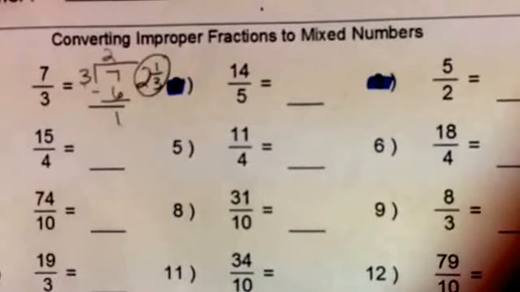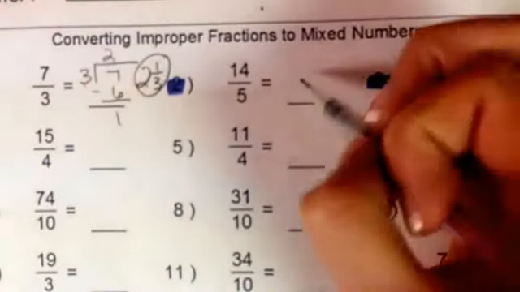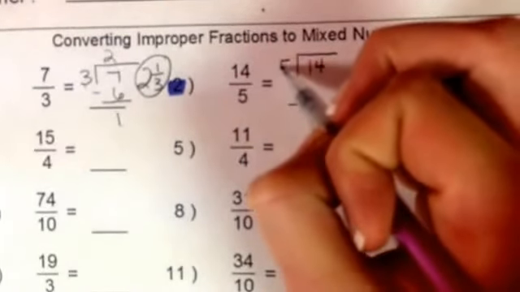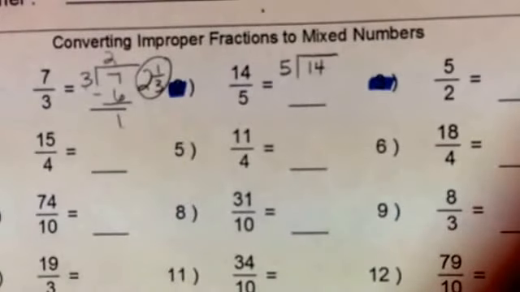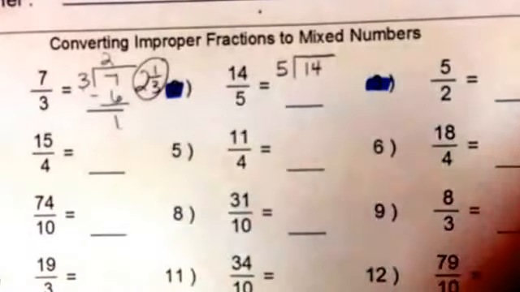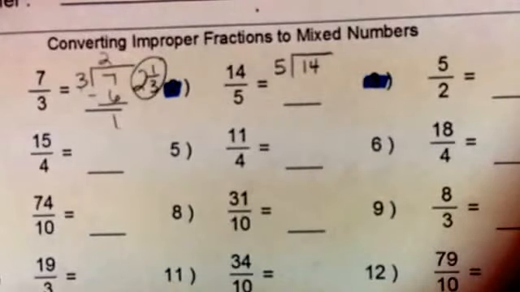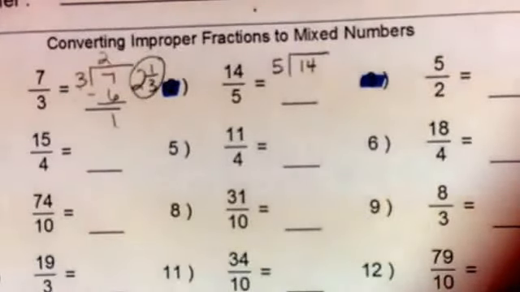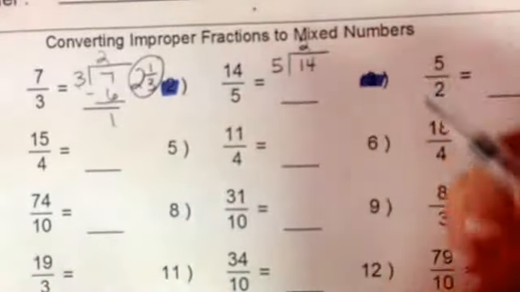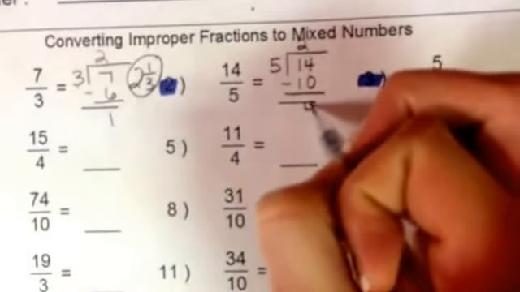Okay, let's take a look at problem number 2. We have to tip this fraction over, so we're going to tip it over and put 14 there and a 5 right there. Now, I'm going to look at my number chart and see how many times 5 goes into 14. Five goes into 14 2 times. Now I have to subtract the 10, and I have 4 left over.